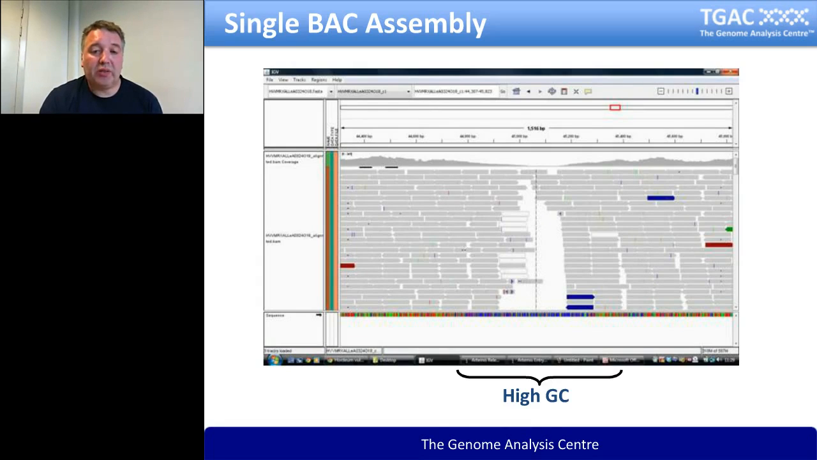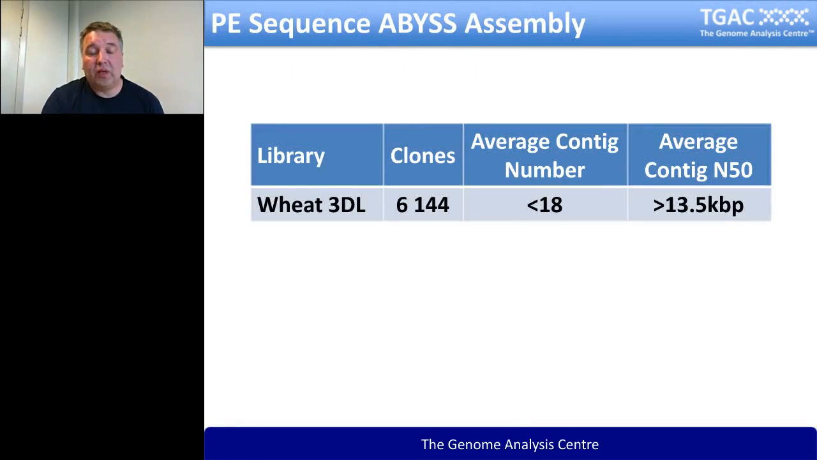Oh, sorry, I've skipped a slide. This is just some statistics from the assembly. At this stage, the 6,144 clones that we were working with had an average contig of less than 18 kb and an N50 greater than 13 kb. It was at this point I left. Darren went on to work on using a long mate pair protocol to try and put some scaffold in.